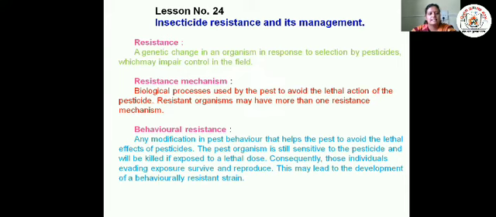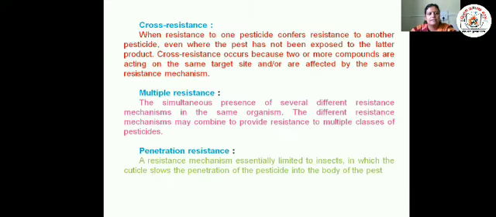Behavior resistance is any modification in pest behavior that helps the pest to avoid the lethal effect of the pesticides. The pest organism is still sensitive to the pesticides and will be killed if exposed to a lethal dose. Consequently, those individuals evading exposure survive and reproduce. This may lead to the development of behaviorally resistant strains. This is behavior resistance.